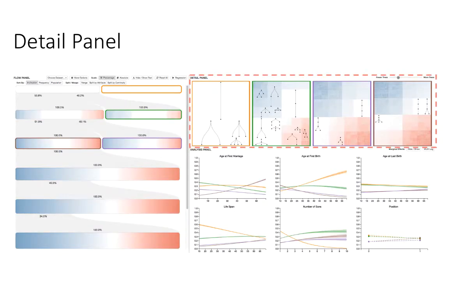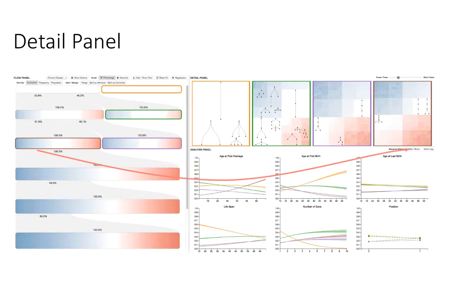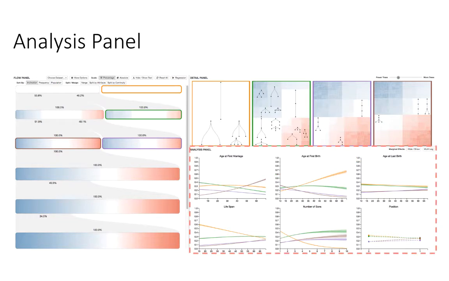The detail panel shows a set of rectangle groups representing detailed composition of selected Sankey nodes in the flow panel. The analysis panel illustrates analytical results calculated by a multinomial logit model, that is, predicted probabilities and marginal effects.